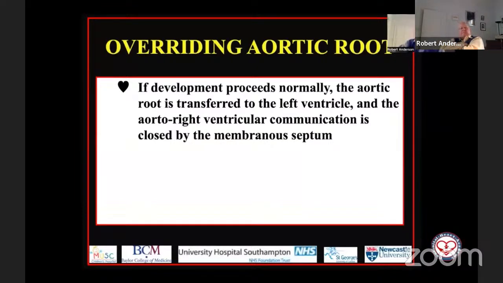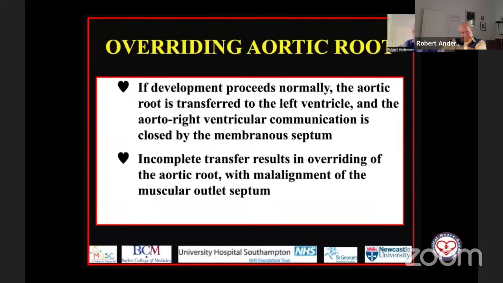And in normal development, that aorto-right ventricular communication, which we can also think of as the tertiary interventricular communication, is closed by the membranous septum. Before I get to that complete stage, however, I'd like to show you an intermediate stage, because you are all aware that in some instances we have overriding of the aortic root with malalignment of the muscular outlet septum. And the exemplar of that is, of course, tetralogy of Fallot.